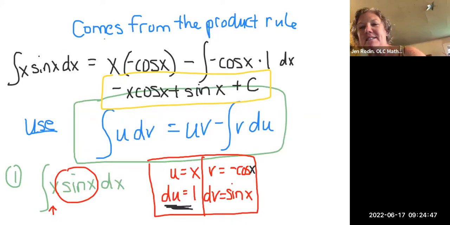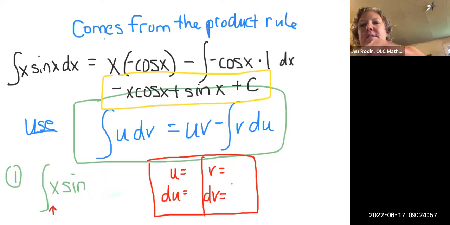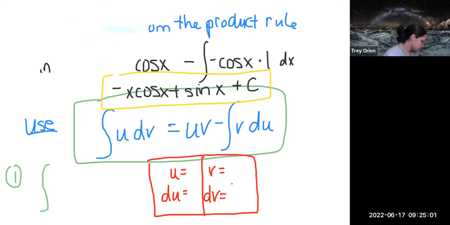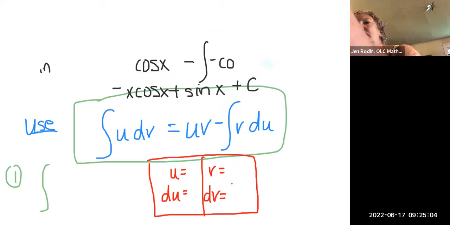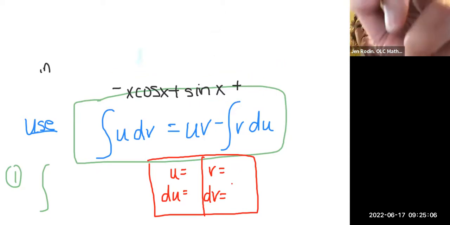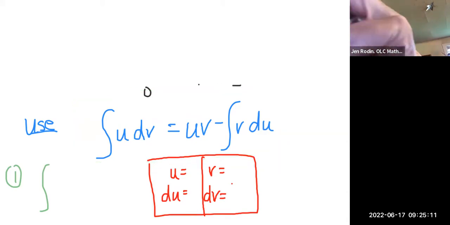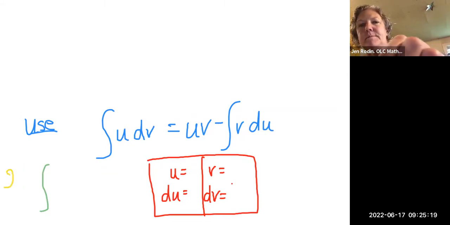Fantastic. All right. Okay, let's do another one. I'll just leave this table here and get these off. Erase this. And we'll do example 2. Okay, example 2 is ln x dx.